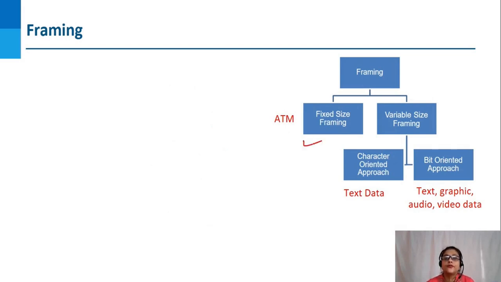Now framing can be of two types. One is fixed size framing and the other one is variable size framing. In fixed size framing, the framing bits are fixed and this is basically used in ATM or asynchronous transfer mode. For variable size framing, we can have framing bits which are variable in nature. And this can be either for the character-oriented approach or the bit-oriented approach. For the character-oriented approach, we can use text type of data, and for the bit-oriented approach, we can use text or graphic or audio or video data.